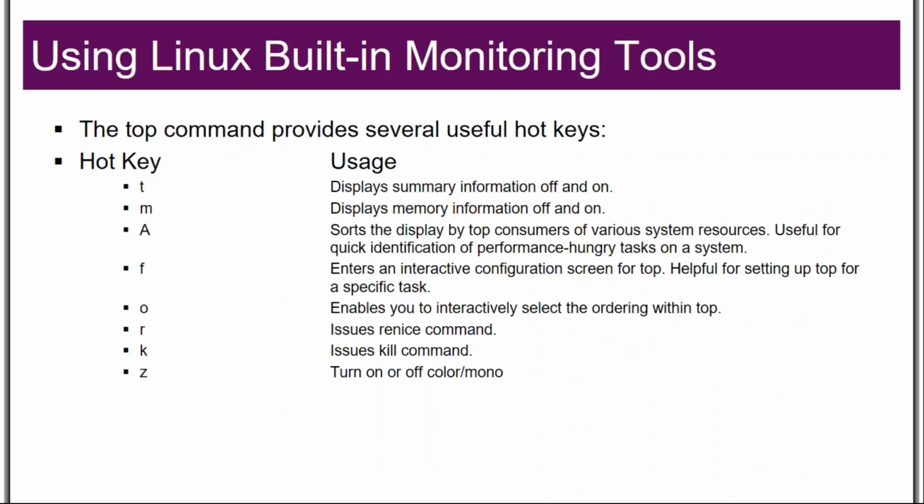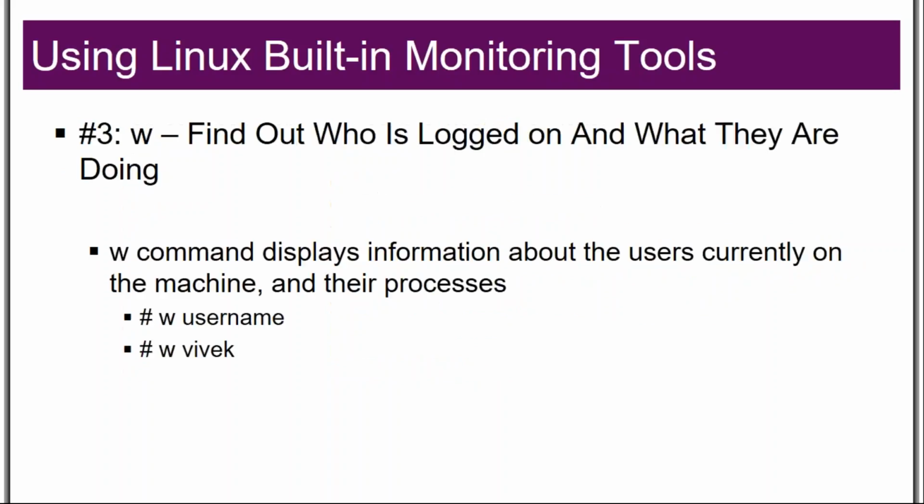Now, there are certain hotkey commands that you can use that give you different types of usage of that top command. This is a list of them. I won't go through them all, but T displays summary information on and off. M displays memory information. O enables you to interactively select the ordering within top. K issues a kill command. So these are some of the hotkey commands that we can use with top.